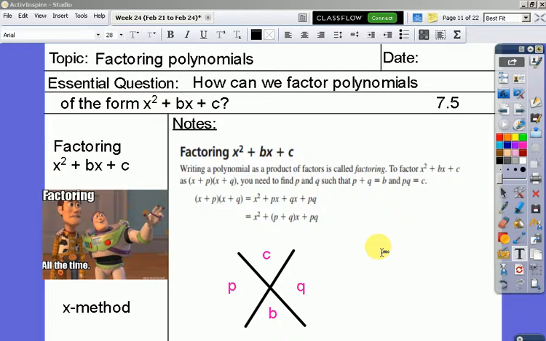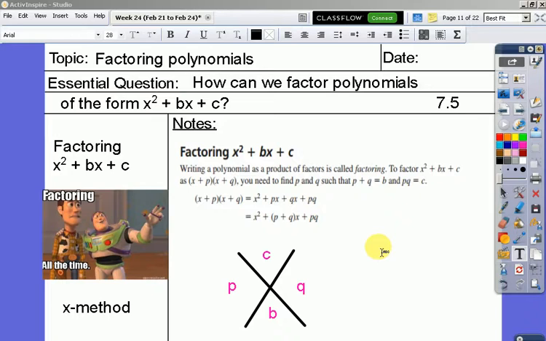So what is factoring? How do we factor? Well, we talked about factoring being sort of a reverse distribution, taking out a GCF, remember? We're still going to be doing that. So it says writing a polynomial as a product of factors is called factoring. Remember, a factor is each of these binomial terms. So x plus p is a factor, and x plus q is a factor. So when we change a polynomial to its factored form, we are factoring.